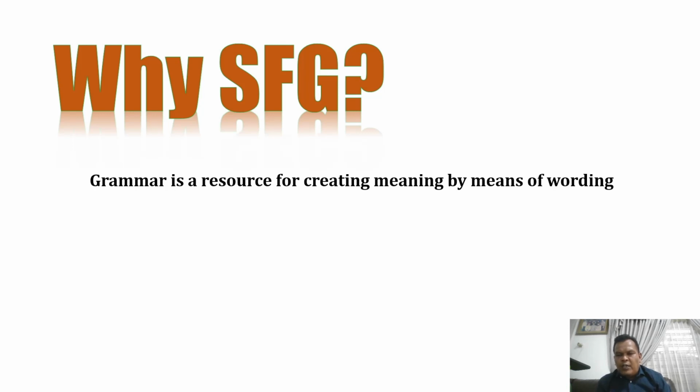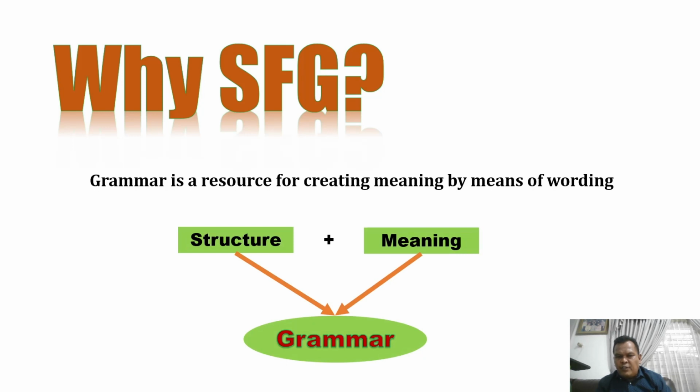In other words, in SFG, structure and meaning must be integrated. We cannot separate structure from its meaning. So structure and meaning are inseparable. That is the concept of grammar in systemic functional grammar. So, whenever we produce a clause, whenever we produce any structure of language, the meaning must be integrated there.